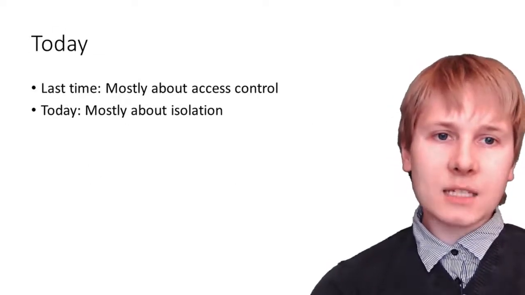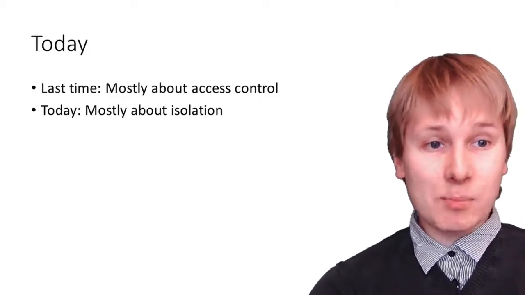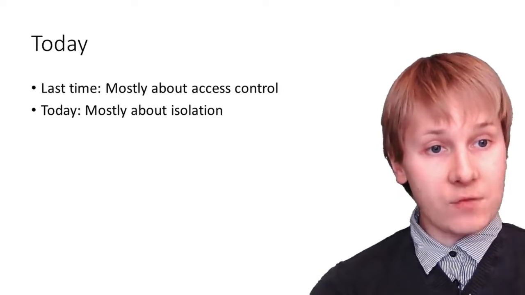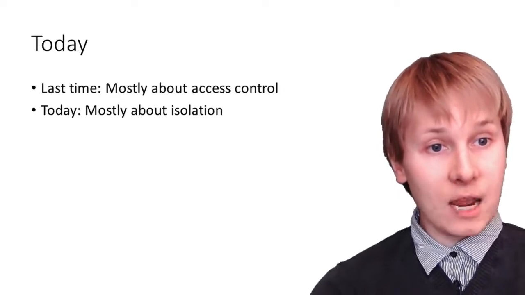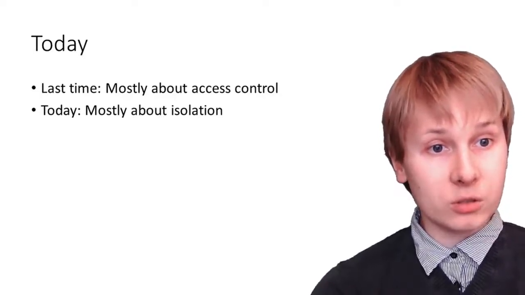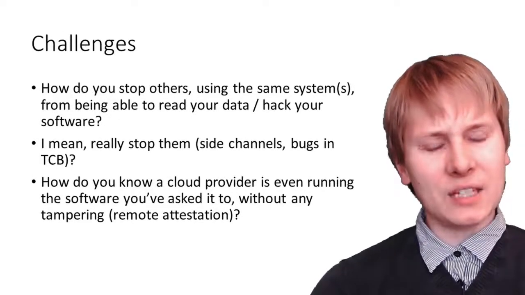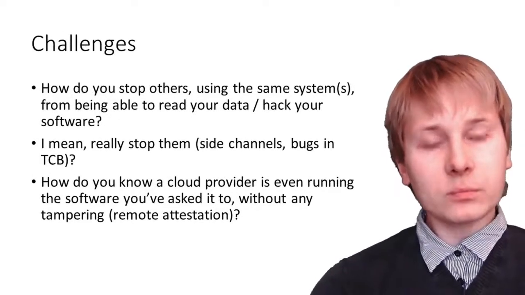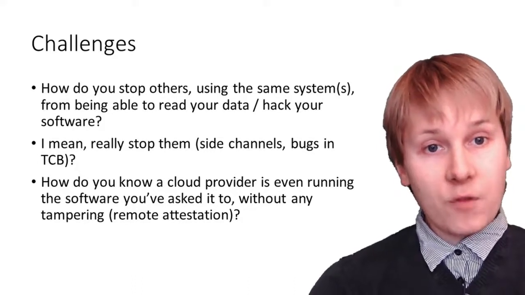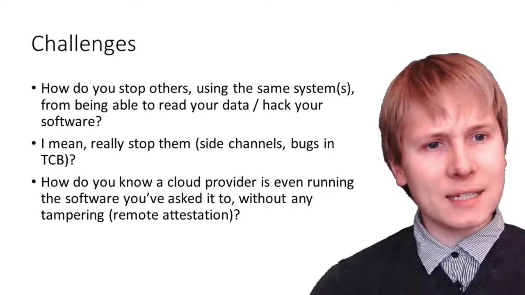So last time was mostly about access control, and this time is mostly about isolation, trying to keep you safe when you've got multi-tenant environments where someone else might be able to rent the same resources from the same cloud provider as you. So what are the challenges in that? Well, how do you stop others, potentially using all the same systems as you, from being able to read your data or hack your software? And I mean really stop them.